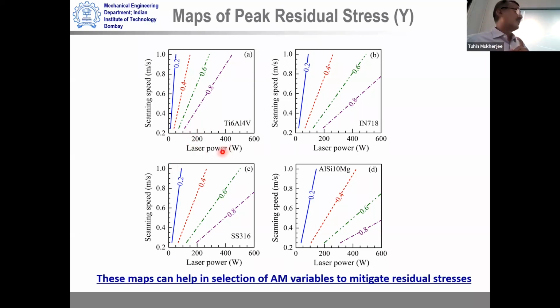It also shows, which of course we know is not very difficult, that if you increase power, your stress will increase. If you increase speed, your stress will reduce. This anyway you will know, because that is directly connected to the heat input per unit length of deposition that we are doing.